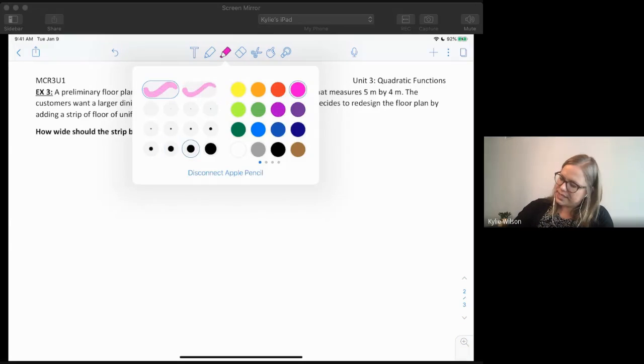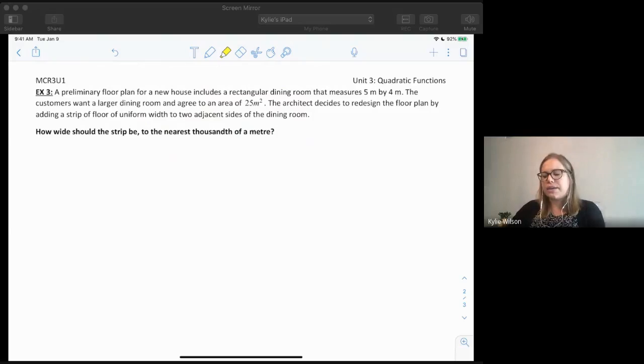So for this example, a preliminary floor plan for a new house includes a rectangular dining room that measures 5 meters by 4 meters. So let's draw that out. We have a little rectangular dining room here, and it's 5 meters by 4 meters like that. The customers want a larger dining room and agree to an area of 25 meters.